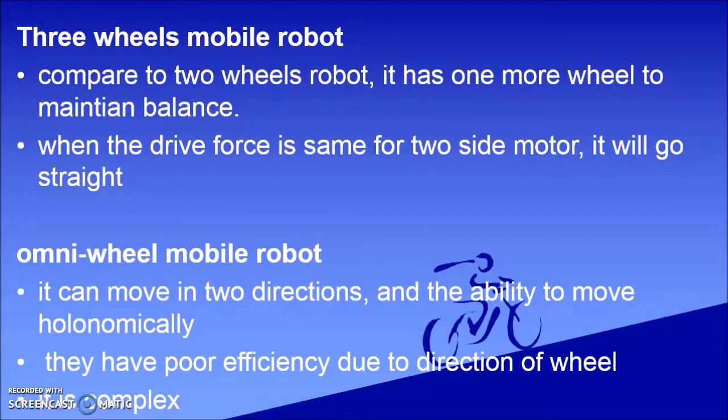The other type is the omni-wheel mobile robot. The omni-wheel mobile robot can move in two directions and has the ability to move harmonically. But this type of mobile robot has poor efficiency due to the direction of the wheels, and this type of mobile robot is too complex.